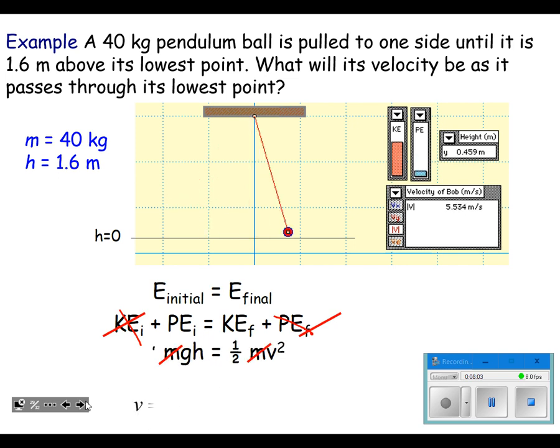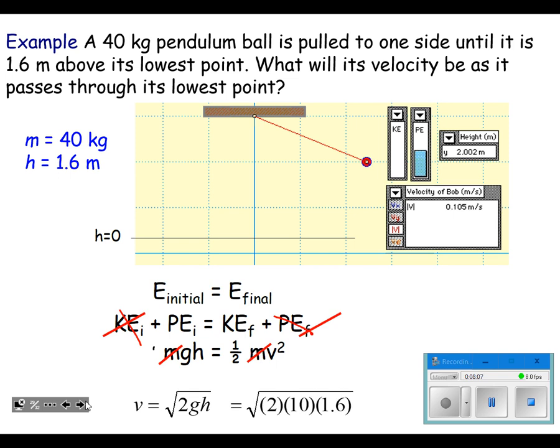So we manipulate the equation, and I showed you that. Then when we plug in that we know the 2, we know gravity is 10, and we know the height is 1.6 meters, we can find out that the velocity is 5.66 meters per second. If we watch carefully, right as it passes through the bottom, you can see that it says 5.66. It's like 5.67. So, kind of cool.